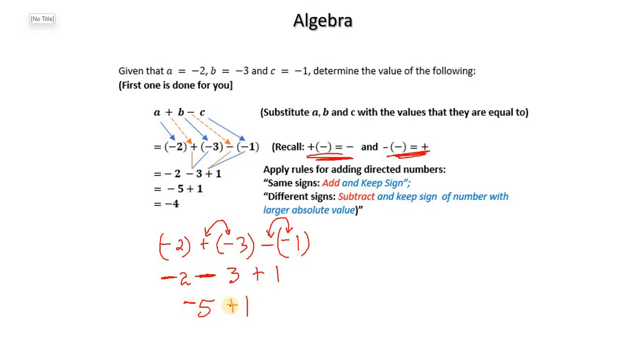The signs of the two numbers are different. So you're going to do what? Subtract and keep the sign of the larger absolute value. And you get -4. Absolute value. Right? So this is another way of explaining it.